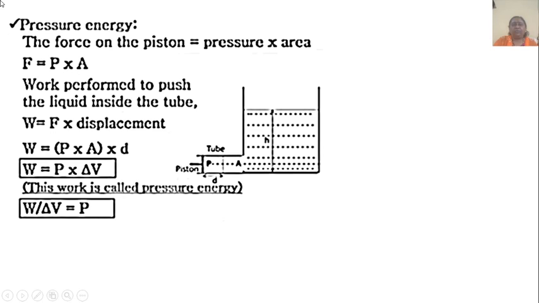Now, pressure energy. The force on the piston equals pressure into area. Now, force equals P into A. See here, P is the pressure on that piston. See, that is a tube, and that tube has the area capital A. So, force equals pressure into area. So, the work performed to push the liquid inside the tube is W equals force into displacement. The force has the value pressure into area, and the displacement is denoted here by small d. So, P into A into d is the work done, and W equals P into delta V, and this work is called pressure energy. Pressure energy, W upon delta V, equals P.